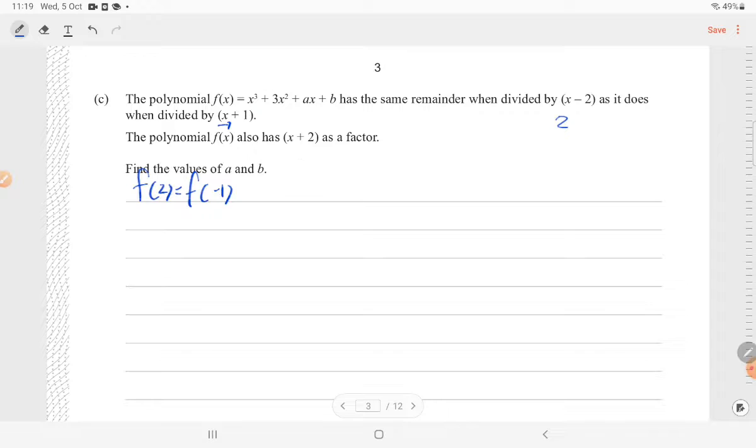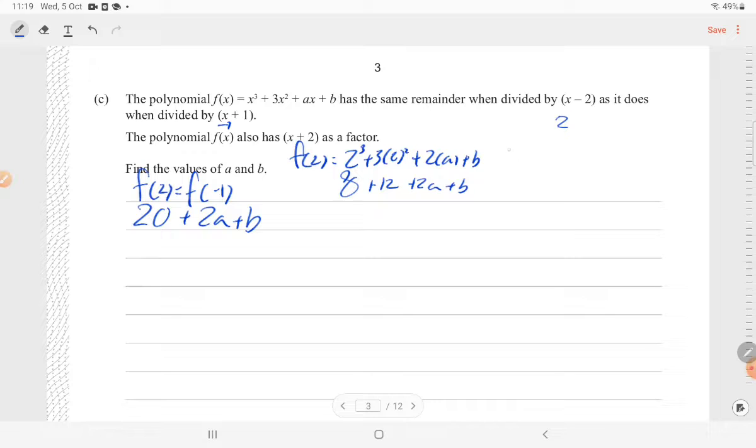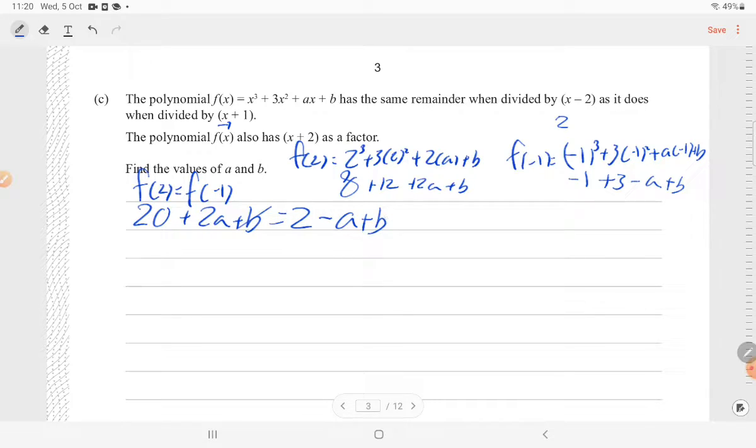So let's plug in. f(2) is equal to 2 cubed plus 3 times 2 squared plus 2 times a plus b. So 8 plus 12 plus 2a plus b, so 20 plus 2a plus b. And f(-1) is equal to -1 all cubed plus 3 times -1 all squared plus a times -1 plus b. So -1 plus 3 minus a plus b, so 2 minus a plus b. The b's cancel out.